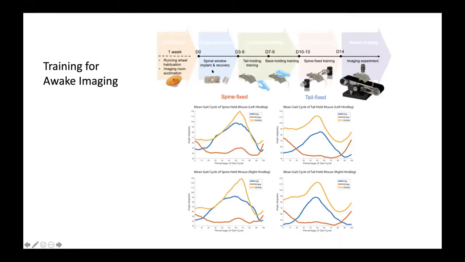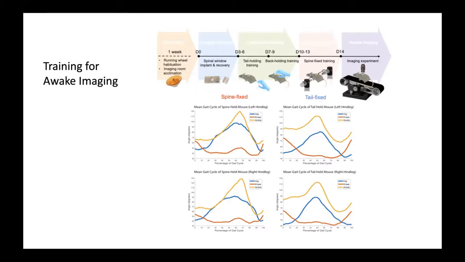I should have put this before. There's a lot of training that goes on. When we implant the spinal cord window, we have to handle and train the mice so that they run and ambulate well on the treadmill. In my initial slides, I showed that CPG locomotor circuits are important for survival and optimal behavior. So to understand the CPG circuits responsible for normal behavior, we need the mice to behave normally on the treadmill.